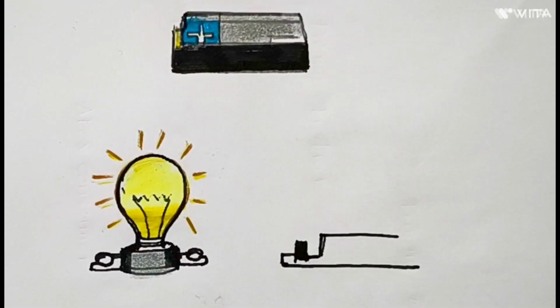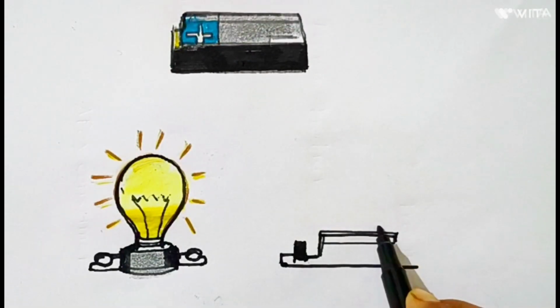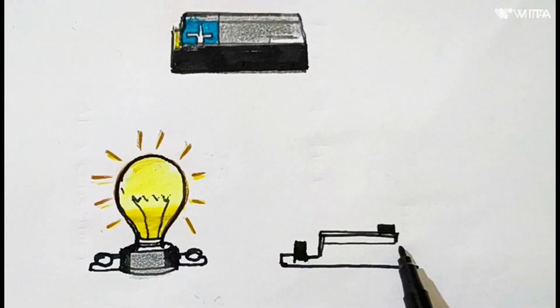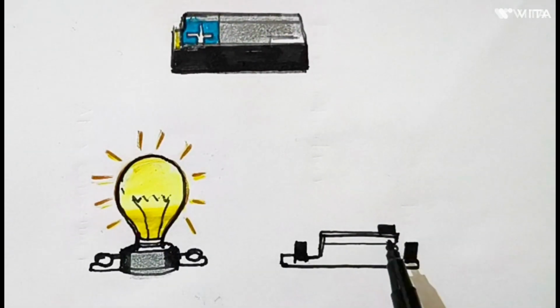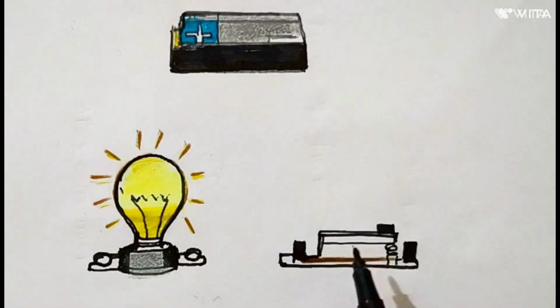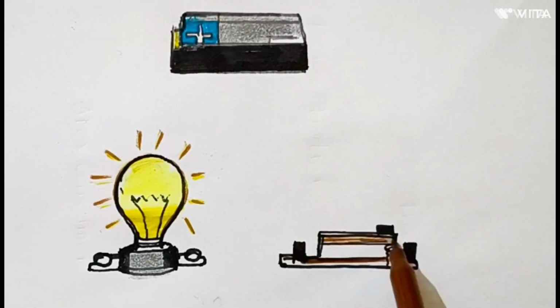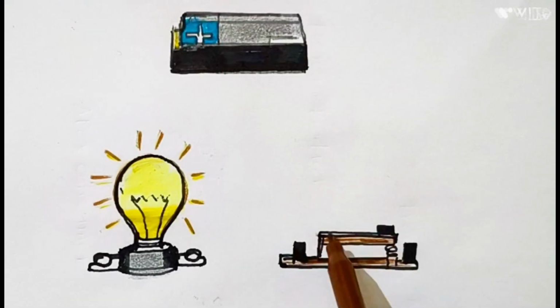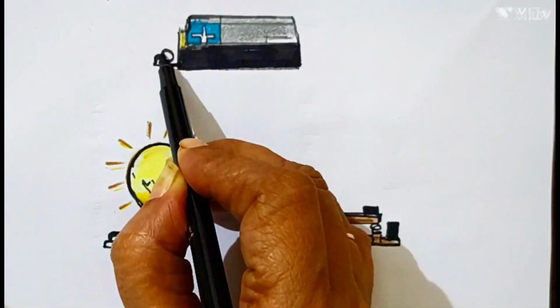But when the switch is open, the circuit becomes incomplete. Electric current cannot flow through the circuit, so the bulb does not glow. Therefore, we can say that a simple electric circuit mainly consists of a battery, connecting wires, a bulb, and a switch. All these components work together to allow electric current to flow in a closed path.